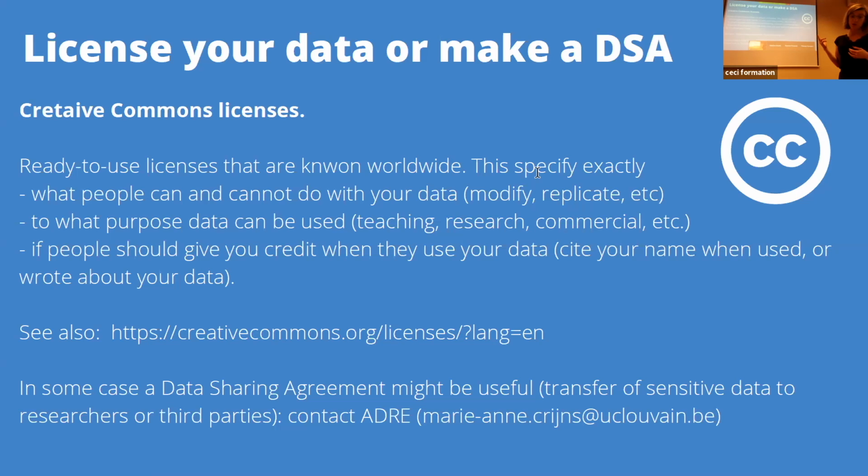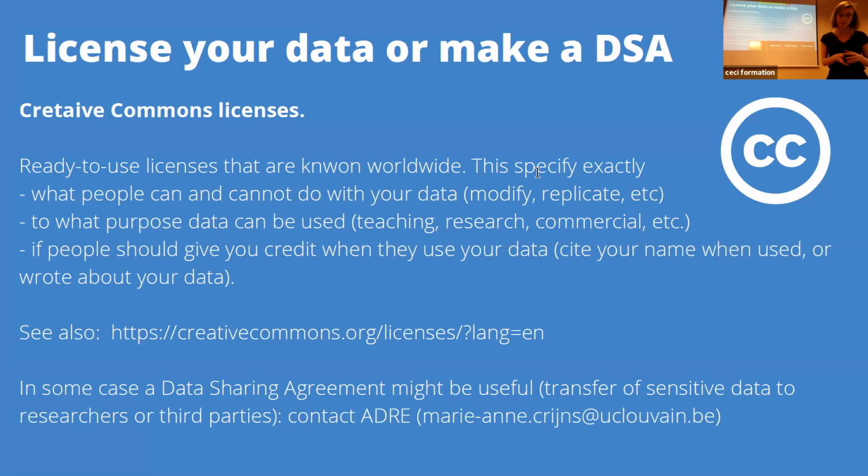And the third condition is whether people should give you credit when they use your data. And this is, of course, something that I really strongly advise you to do: use a CC BY license that forces people who use your data to give you credit and to cite you when they use your data. You can go on the website of Creative Commons, but in practice, when you are contacting the data repository, you can say, okay, I want this type of Creative Commons license, and most of the time they accept it.